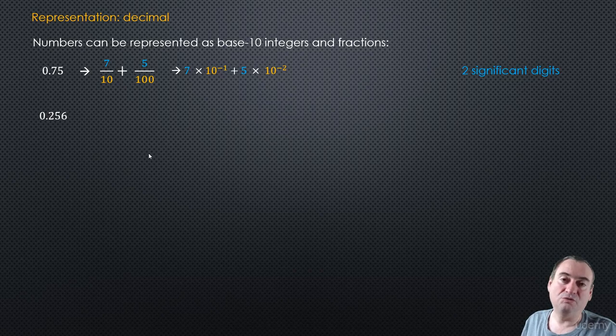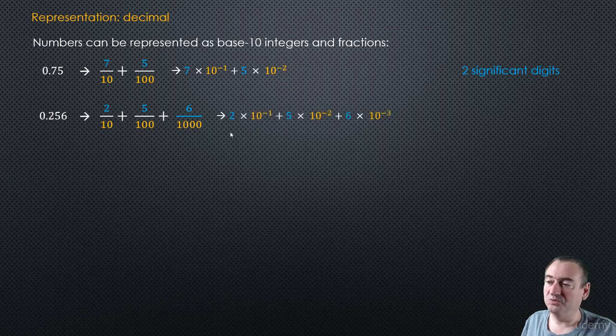What about 0.256? Well, very similarly, this is 2 over 10 plus 5 over 100 plus 6 over 1,000, which we can rewrite in this notation here in this form. So we have these digits between 0 and 9 and powers of 10. And you'll notice that as we move from left to right, the powers of 10 become increasingly negative. And in this case, we needed 3 of these fractions to actually define the number, and this means that we have 3 significant digits. And again, we can see that from the numbers.